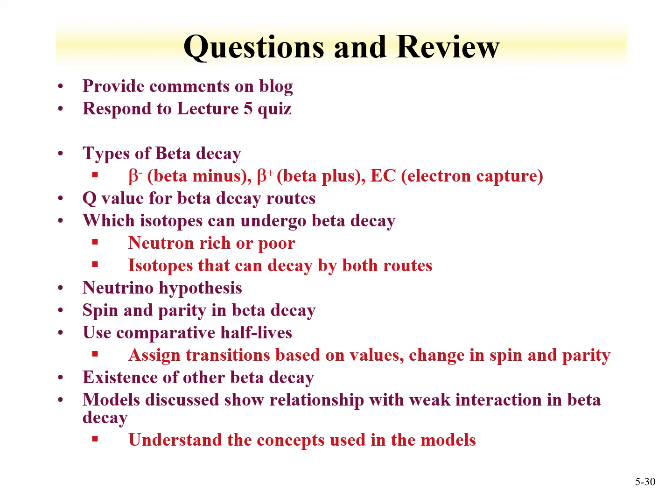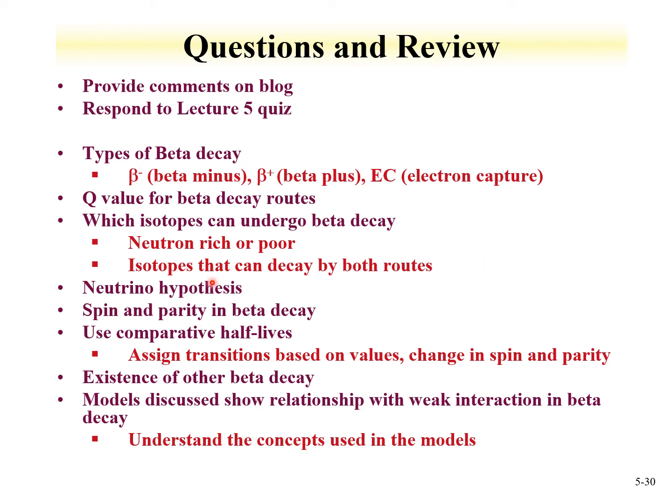You should be able to identify where on the chart of the nuclides beta decay isotopes occur and which types of beta decays occur. For instance, whether an isotope is neutron rich or neutron poor. If it's neutron rich, has excess neutrons, that neutron is going to tend to decay by beta minus, because that neutron will be converted into a proton and it'll move up the periodic table. If it's a light isotope, if it's neutron poor, it'll tend to decay by positron emission or electron capture. And there are a few isotopes that can decay by both routes.